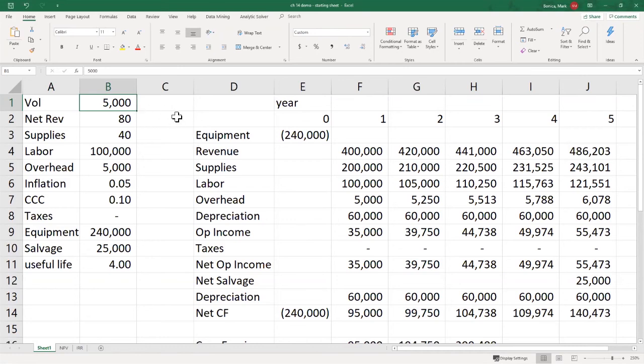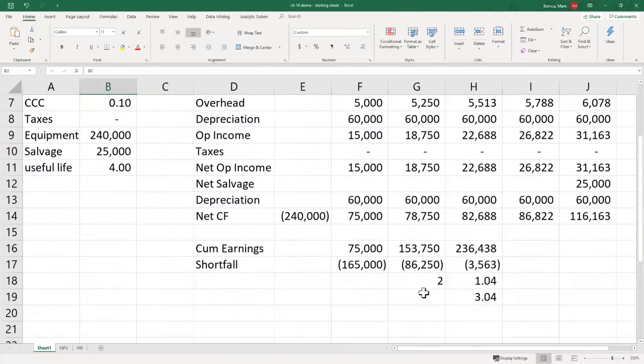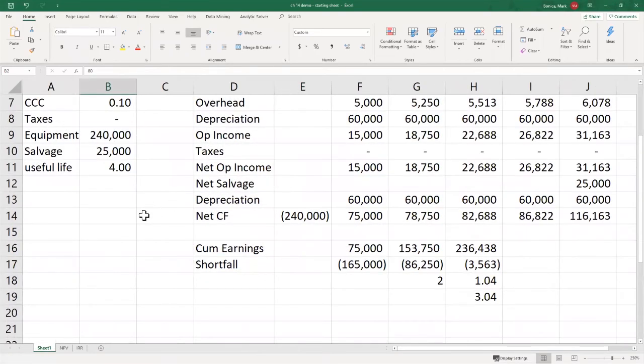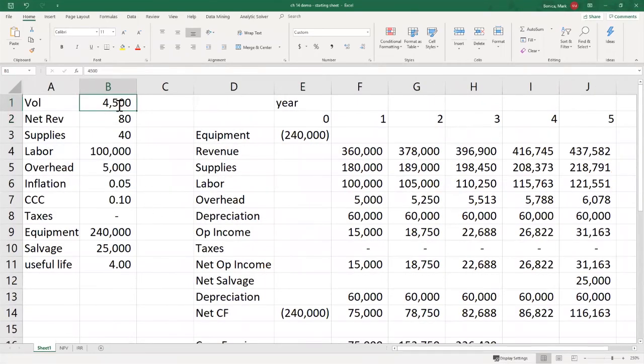And if we dropped by 10%, let's say, and we did 4,500, also very sensitive. Now our payback, we'd have to do another year because it doesn't fully pay back. Our NPV falls from 103,000 to 34,000. So that's an example of sensitivity analysis. We'll talk about that a little later. I'm just kind of demoing that.